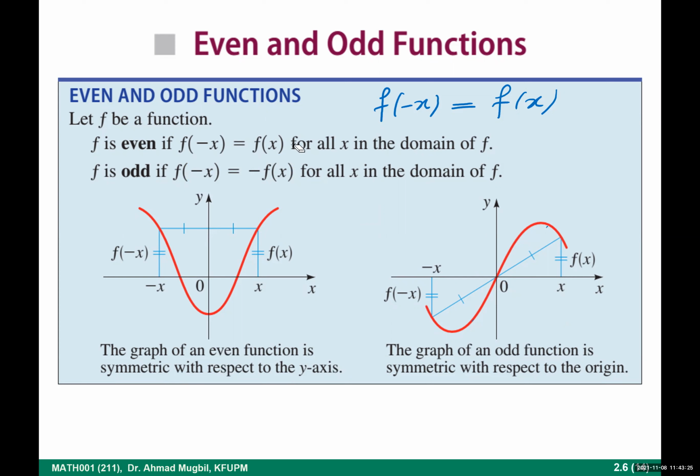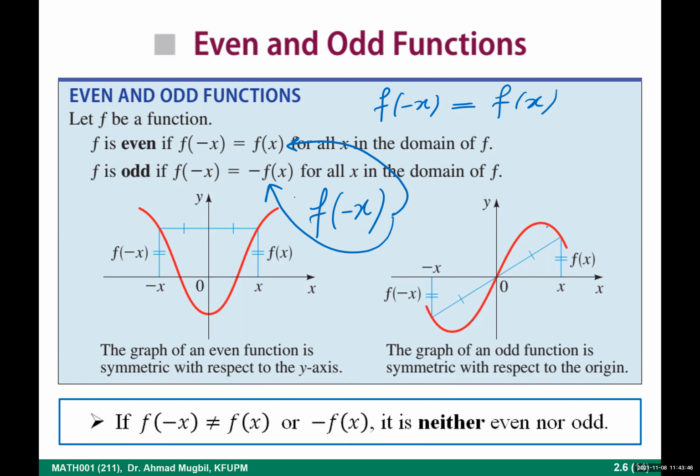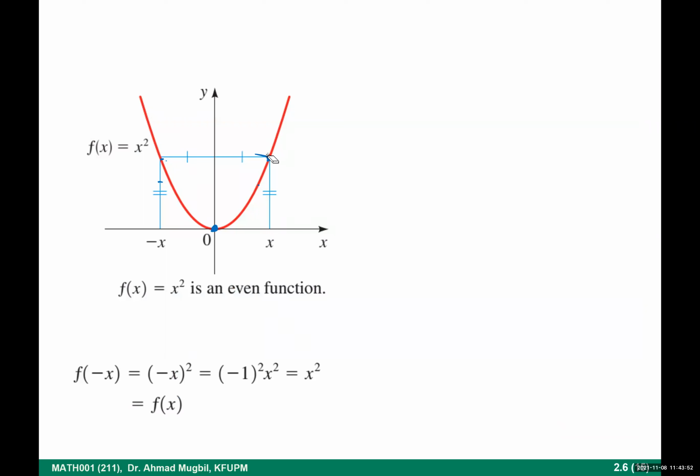So what is the criteria? If you have a function, how do you test whether it is even or odd? You will replace x by negative x. If you obtain f, the same function, then it is even. If you obtain this, it is what? Odd. What about if you didn't obtain this or that? We will call it neither. It is neither even nor odd. No, it is not the other way.